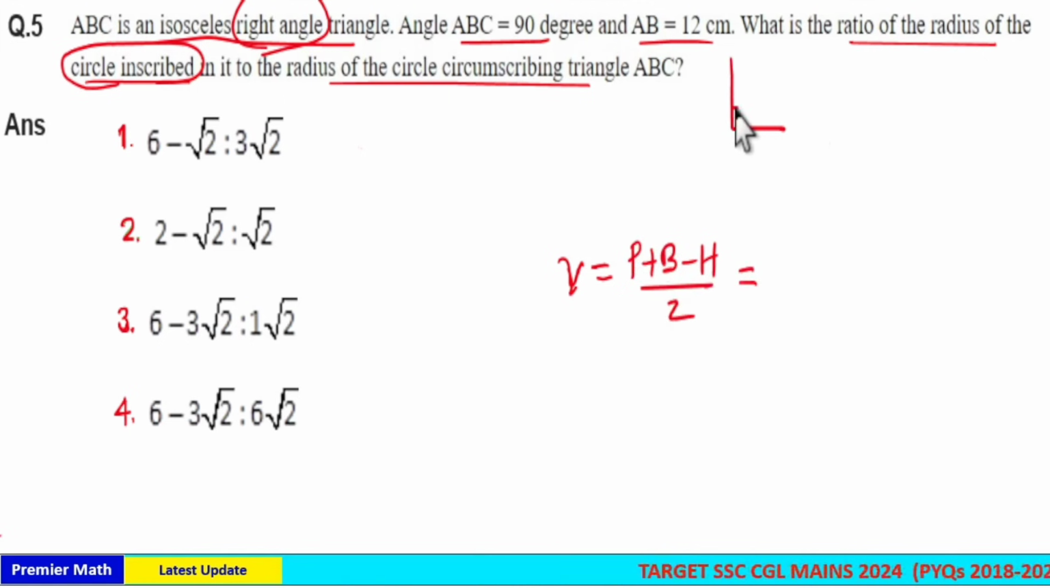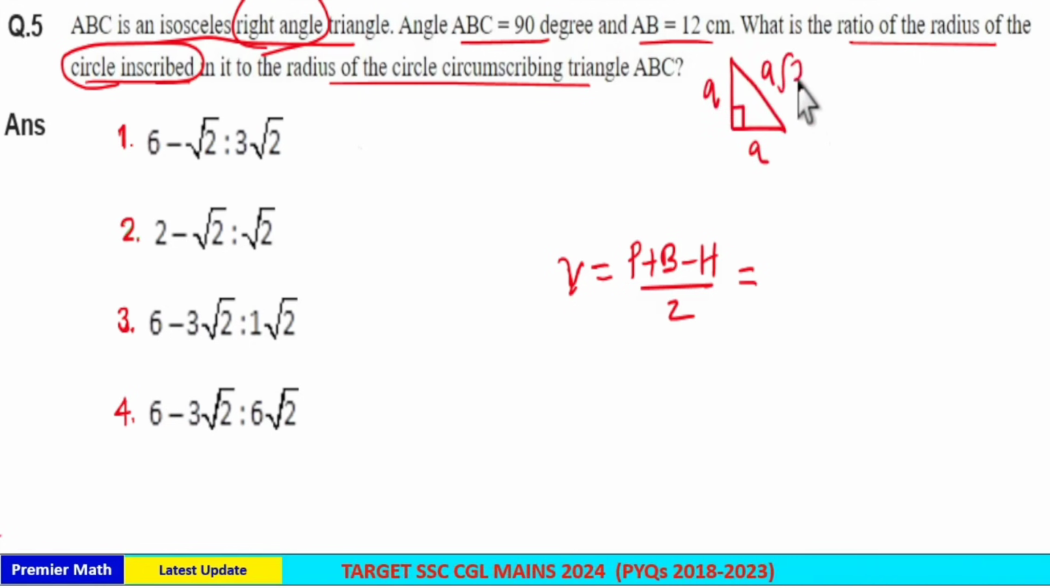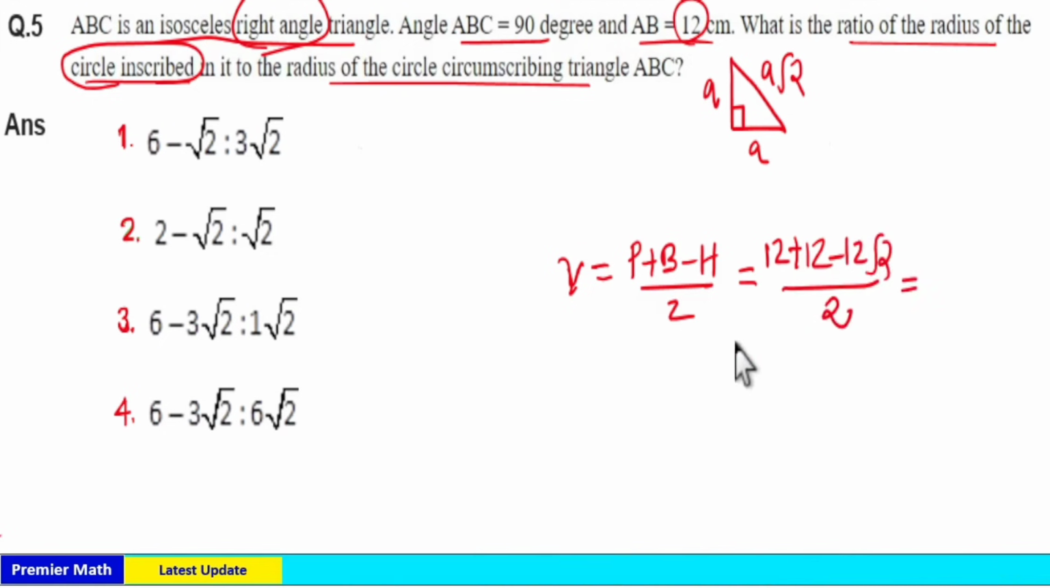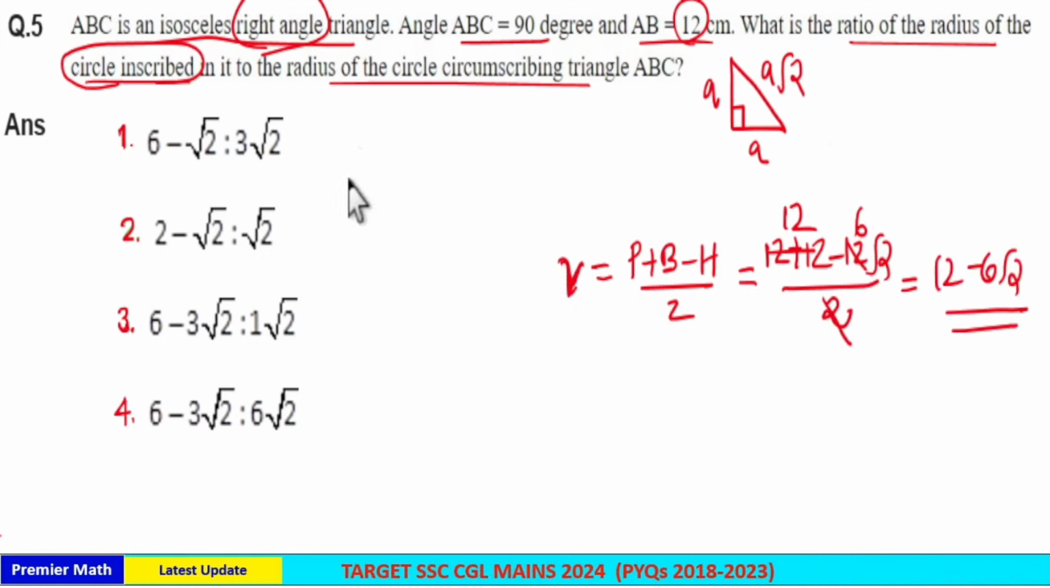Here this is right angle isosceles triangle. So if this side is a, this side is also a, which means hypotenuse should be a root 2. That is a square plus a square is equal to 2a square, which means root of 2a square is equal to a root 2. So here one side is 12, means 12 plus 12 minus 12 root 2 divided by 2 is inner radius. Now 2 goes 12 times in 24 and 2 goes 6 times in 12. So 12 minus 6 root 2 is inner radius of right angle triangle.